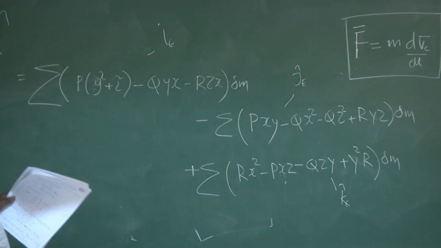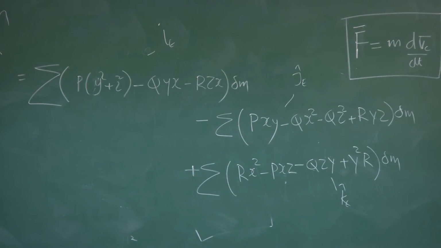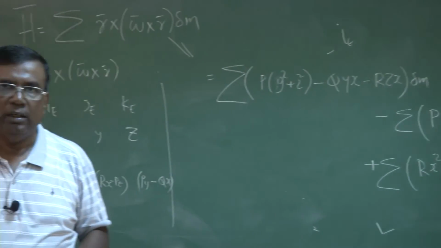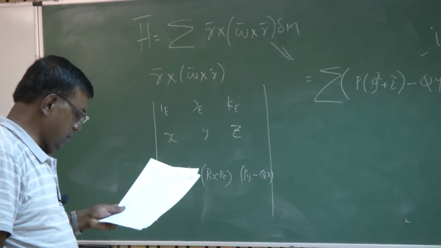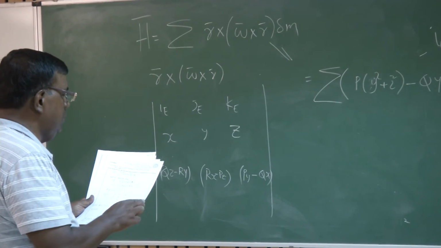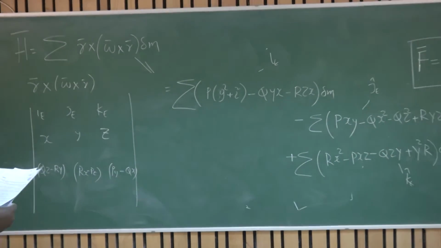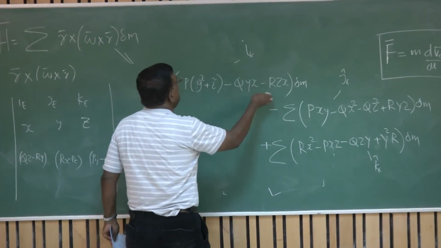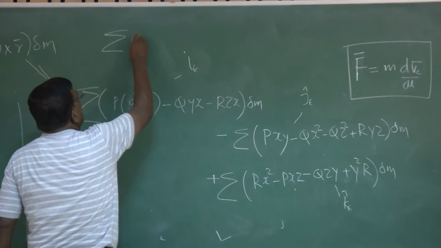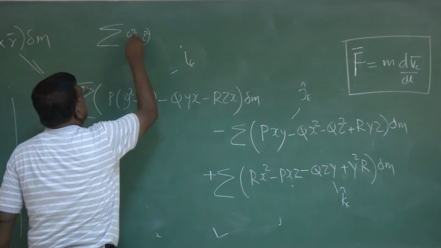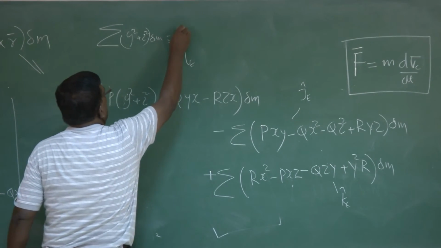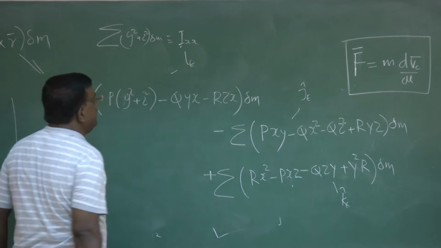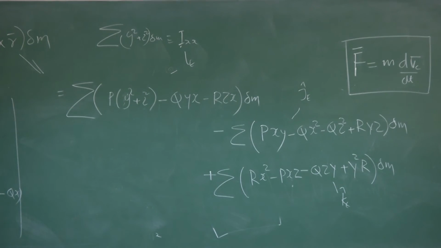I strongly advise you must do these simple operations, right? And don't take me to court if there are some sign mistakes here. I assume that you will do it and cross-check, okay? If I do further operation, you could see that the summation of y square plus z square dm is nothing but Ixx, the moment of inertia about the x-axis. Right? Similarly, the cross moments of inertia, all those things you can do.